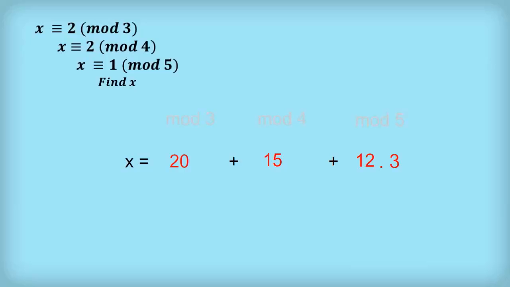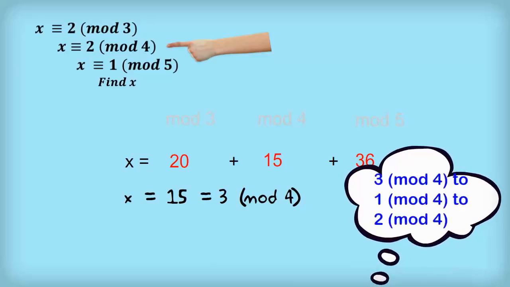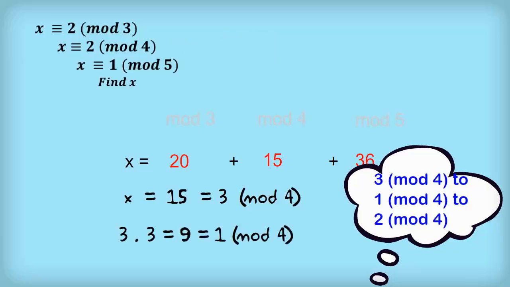Finally, we need to make sure that X is equivalent to 2 mod 4. Currently, X is equal to 15 mod 4, which is the same as 3 mod 4. I would suggest that you do this bit in 2 stages. Firstly, let's go from 3 mod 4, which we've currently got, to 1 mod 4, and then we'll go from 1 mod 4 to 2 mod 4. Well, 15 is 3 mod 4, and if we multiply 3 by 3, we get 9, which is the same as 1 in mod 4. So let's go ahead and multiply the 15 by 3.